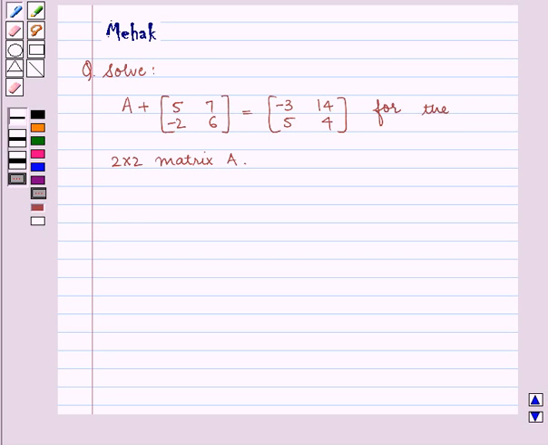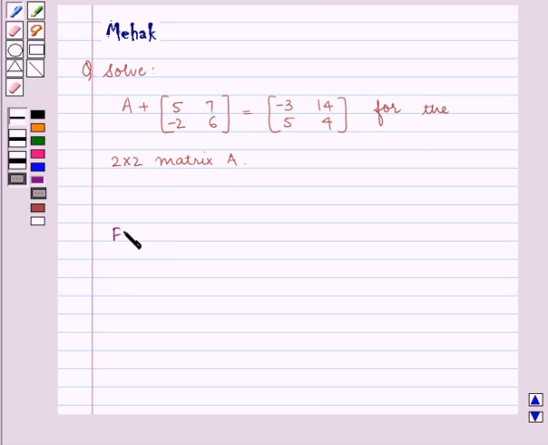In this session, we are going to discuss the following question. The question says: solve A plus the matrix containing elements 5, minus 2, 7, 6 is equal to the matrix containing elements minus 3, 5, 14, 4 for the 2 by 2 matrix A.